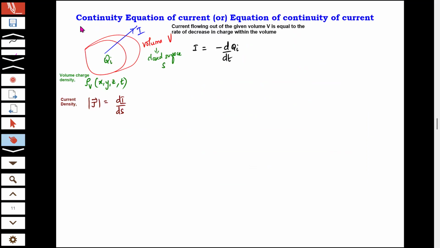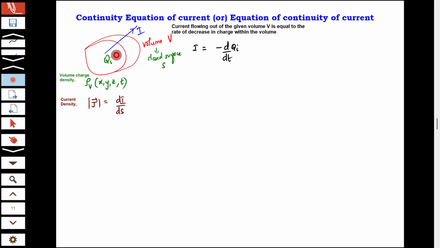Next, we'll be looking at an important derivation, that is the equation of continuity of current. We are going to derive that. Consider a region or a volume where current is flowing outside this volume, meaning charges will be moving out of the volume. Let us say the charge present inside the volume is Qi.